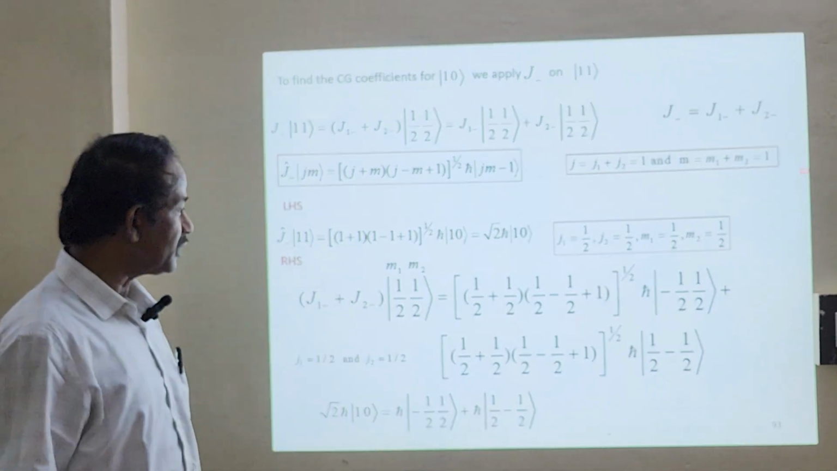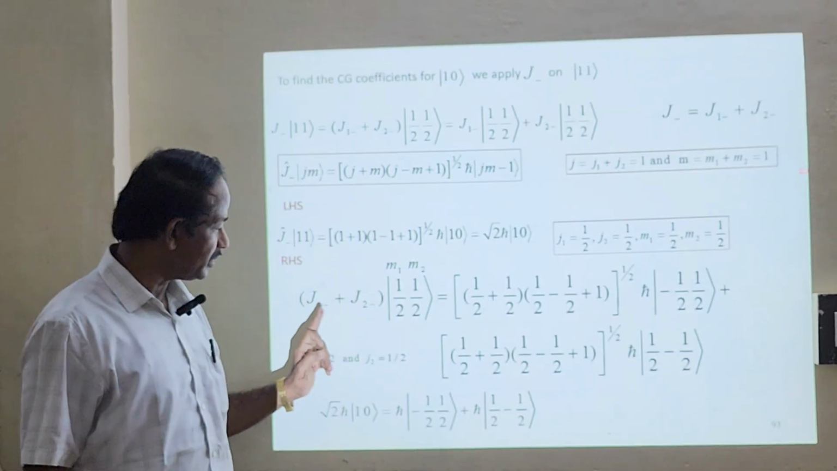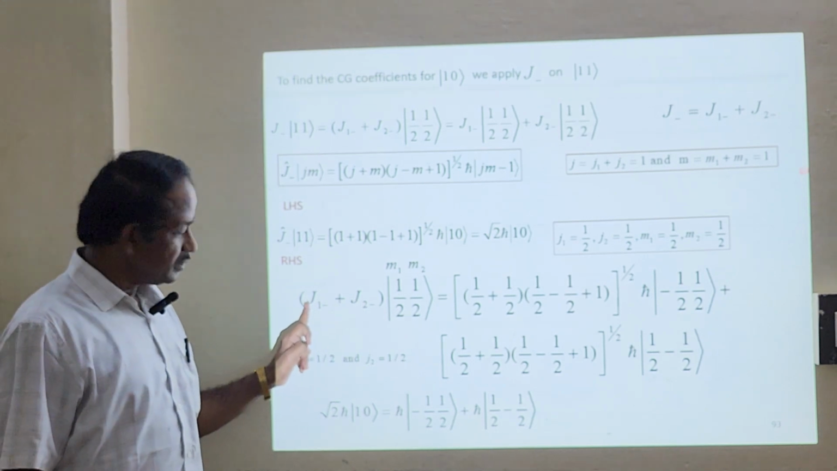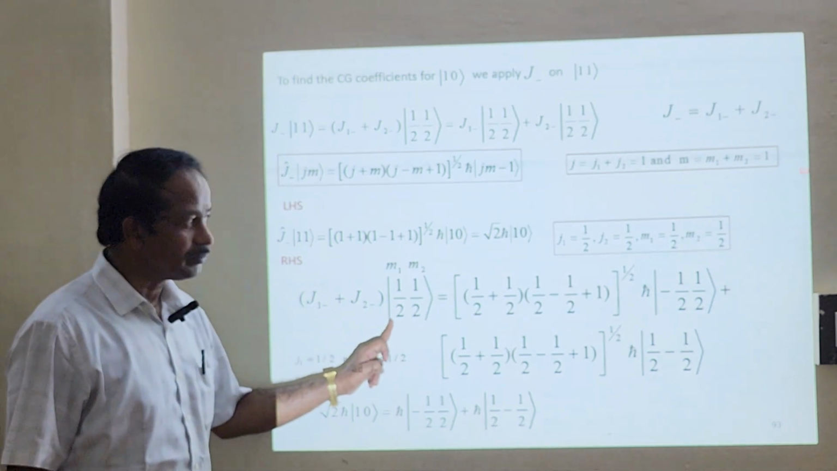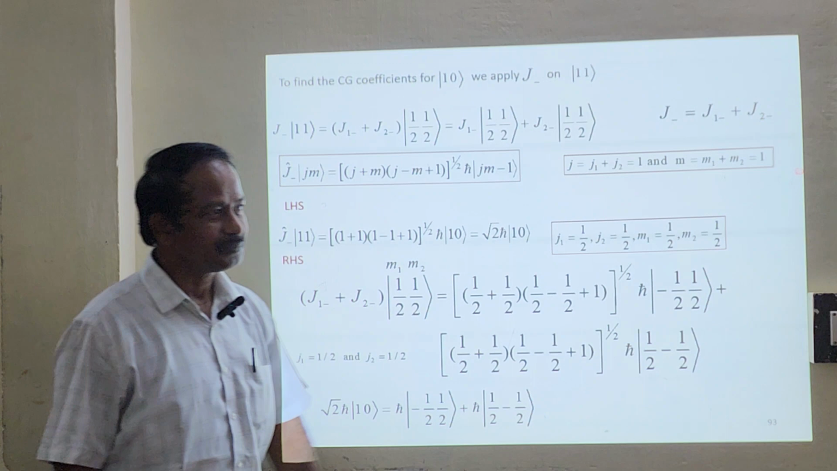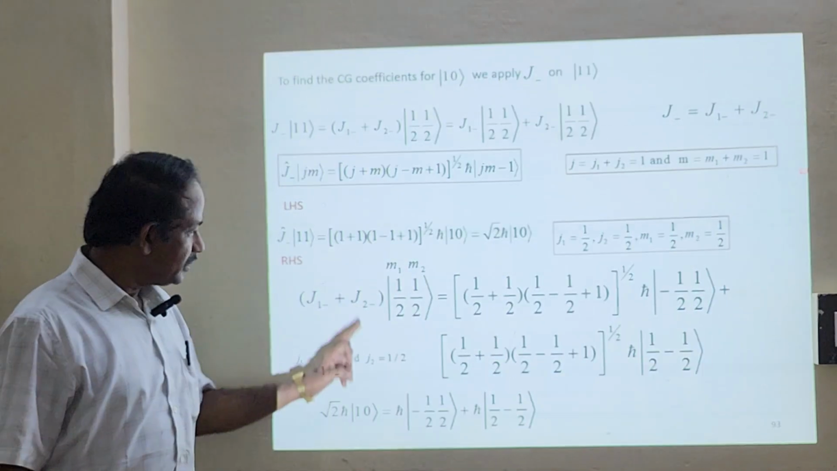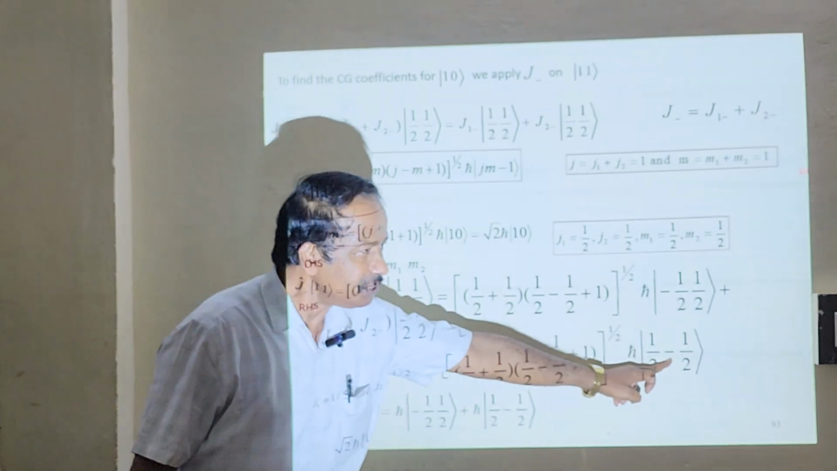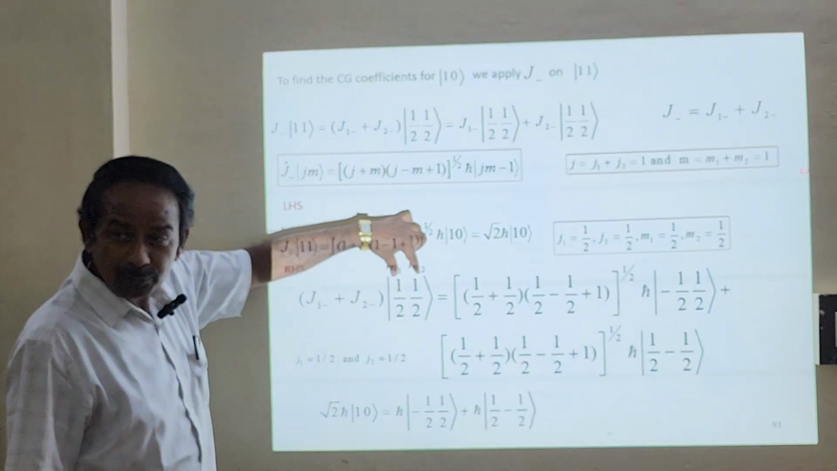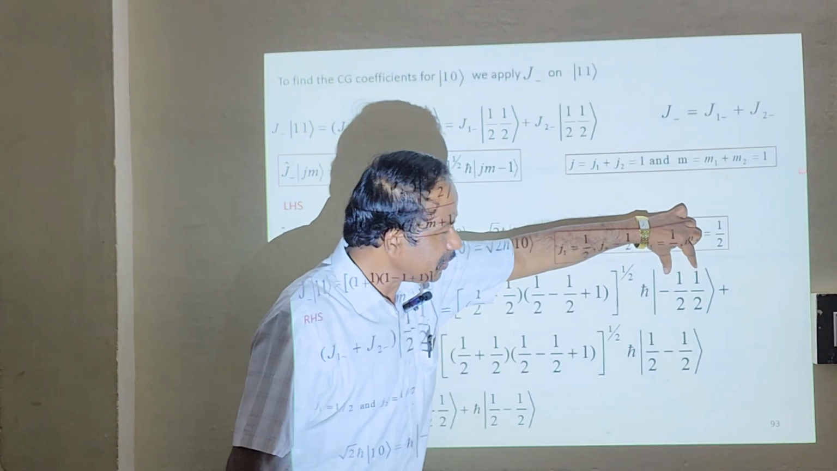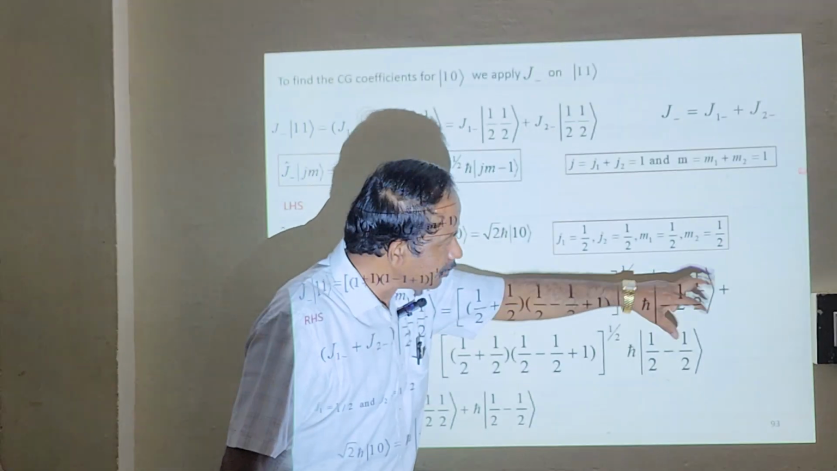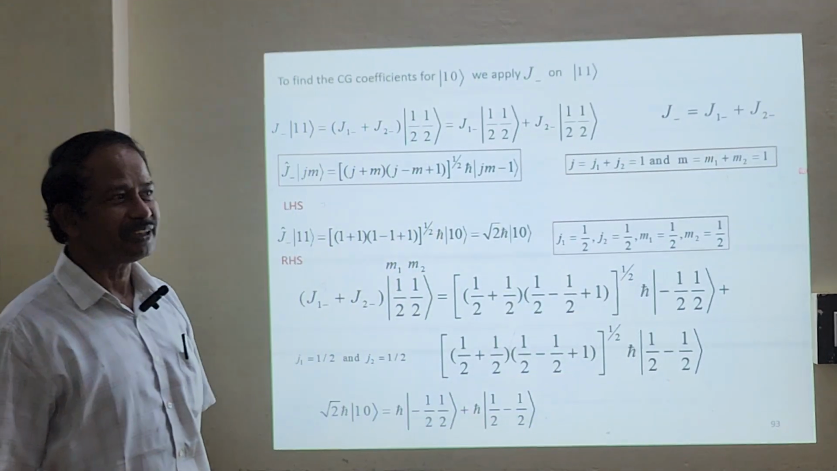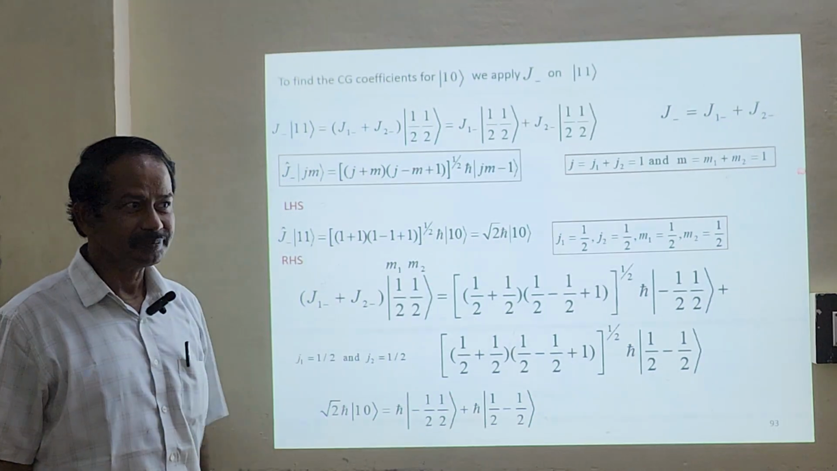Very important thing is, for the first one, J1 will act only on m1. The answer will be minus 1/2. Don't forget. J2 will act on m2. So for the second term, this will be minus 1/2, 1/2 becomes minus 1/2, 1/2 and 1/2, 1/2 for m1 and m2. Don't forget. We should not write the same thing.